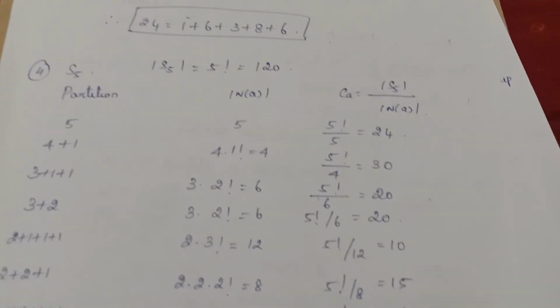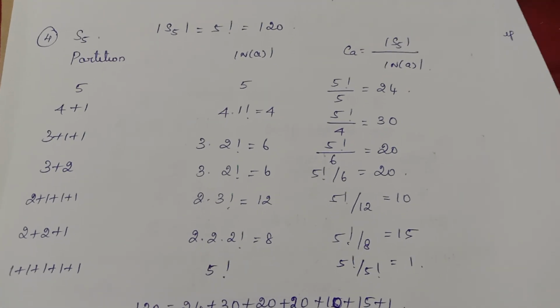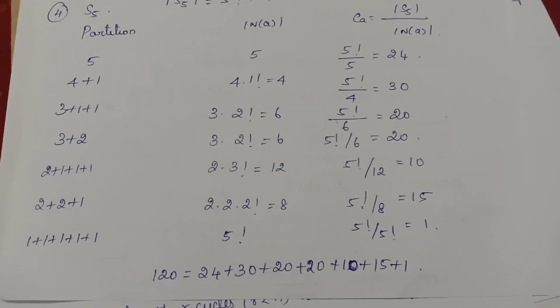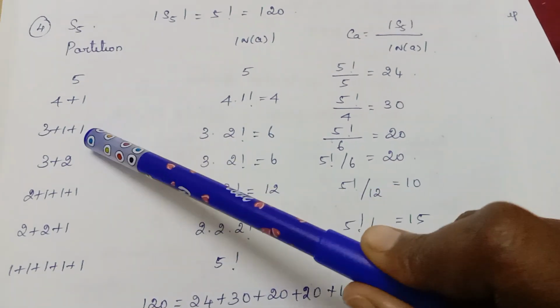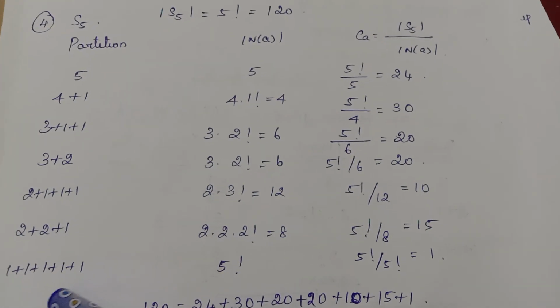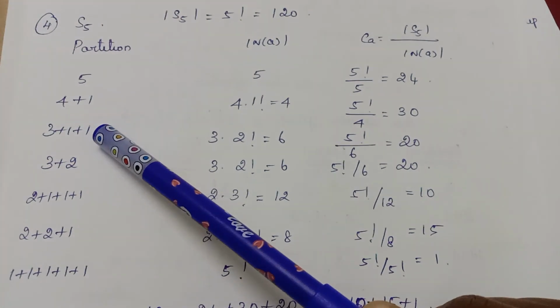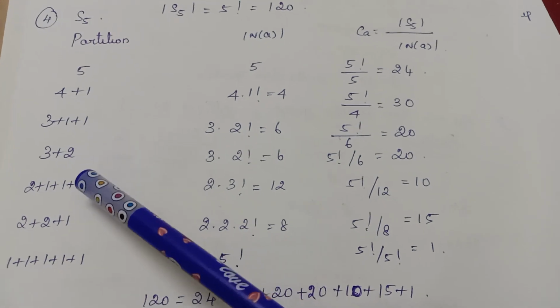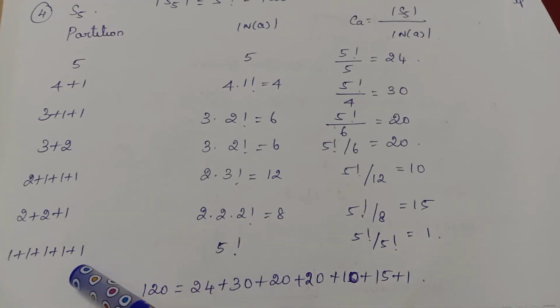Okay, next one, S5. For S5, the number of elements is 120. And the partitions: how many partitions are there? 7 partitions. 5, 4 plus 1, 3 plus 1 plus 1, 3 plus 2, 2 plus 2 plus 1, 2 plus 1 plus 1 plus 1, and 5 times 1. So this is nothing but a 5 cycle, a 4 cycle and a 1 cycle, a 3 cycle and two 1 cycles, a 3 cycle and a 2 cycle, two 2 cycles and a 1 cycle, a 2 cycle and three 1 cycles, and five 1 cycles.